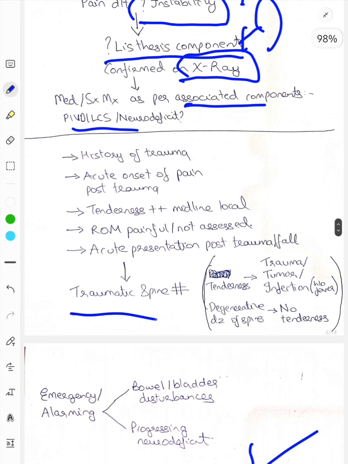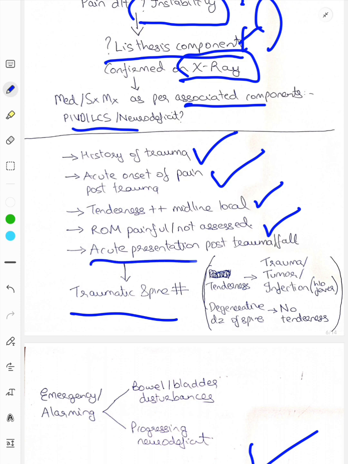Now, traumatic spine fracture, very simple. History of trauma is there. Acute onset of pain post trauma. Midline tenderness present at the local site of the injury or the impact. ROM is painful or you cannot assess the ROM. And acute presentation post trauma and fall. You are looking at a picture of traumatic spine fracture.